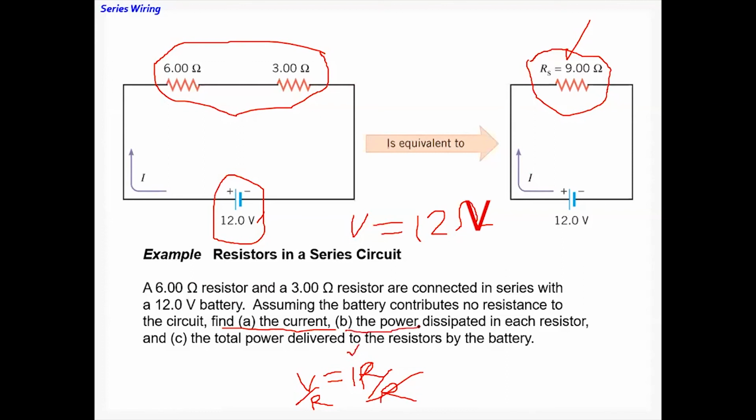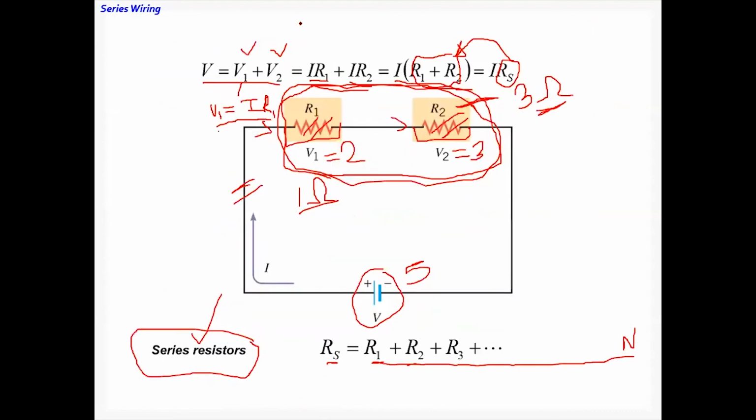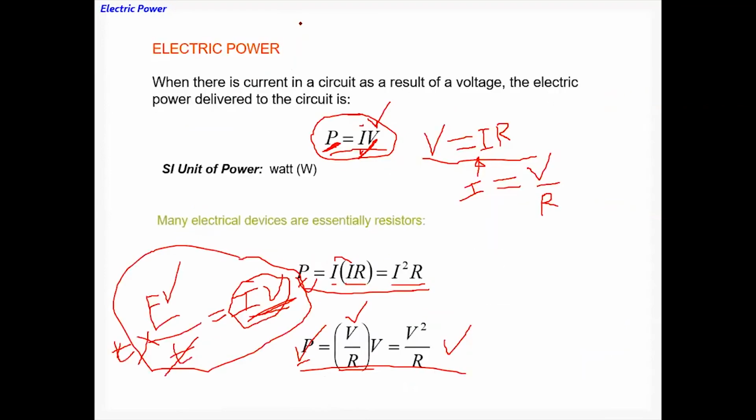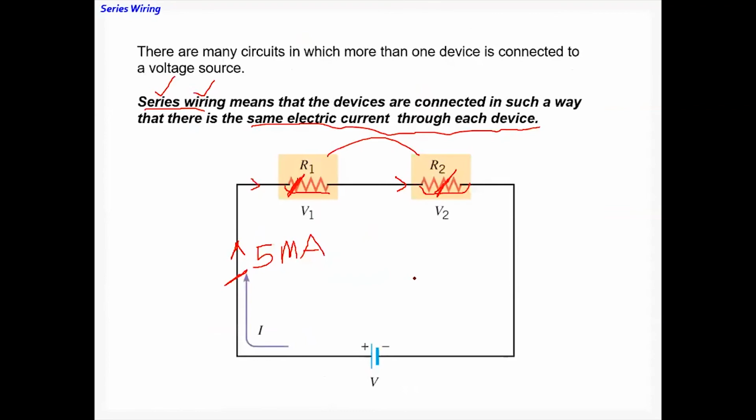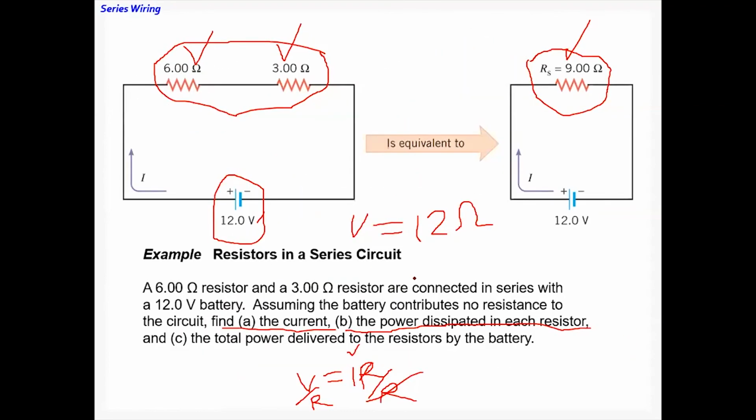Then find the power in each resistor. You have to find the power here and power here. How do you find the power? You are given R, right? If you are given I and R, are you given I? Yes, we just figured out I, so you can use P equals I squared times R.